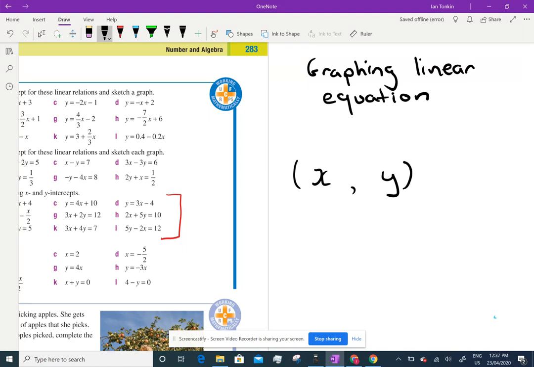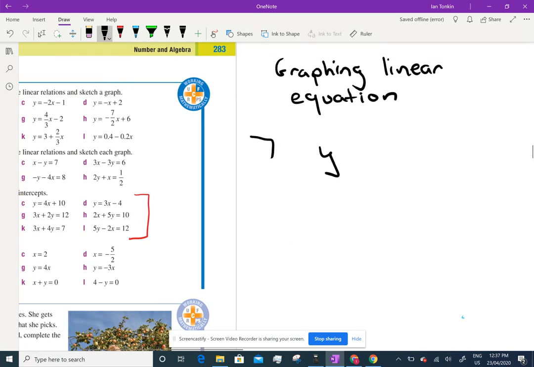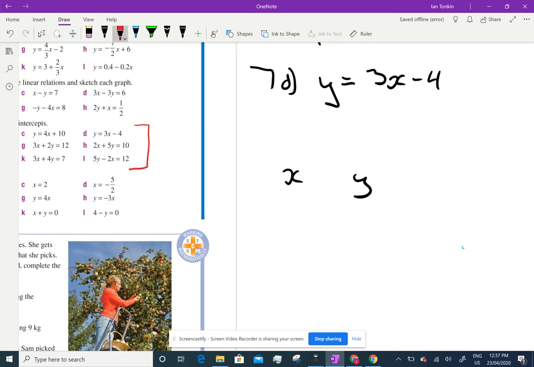So let's have a look at the first one, and it's pretty easy because the equation is written in the form y, so this is 7d, y equals 3x minus 4. And we're going to learn to do this a different way later on. You already know. So I've got my x, I've got my y. Remember, you choose the values, but I always choose -1, 0. Oh, that's a terrible 0.